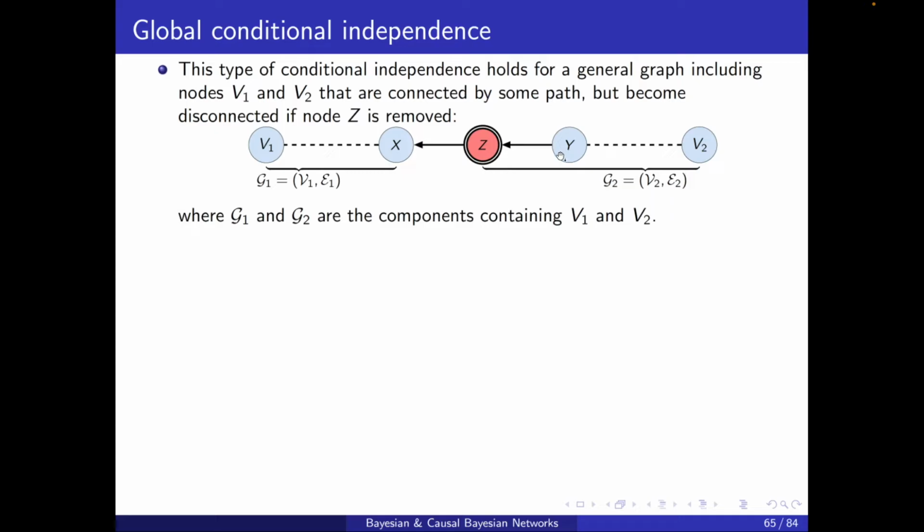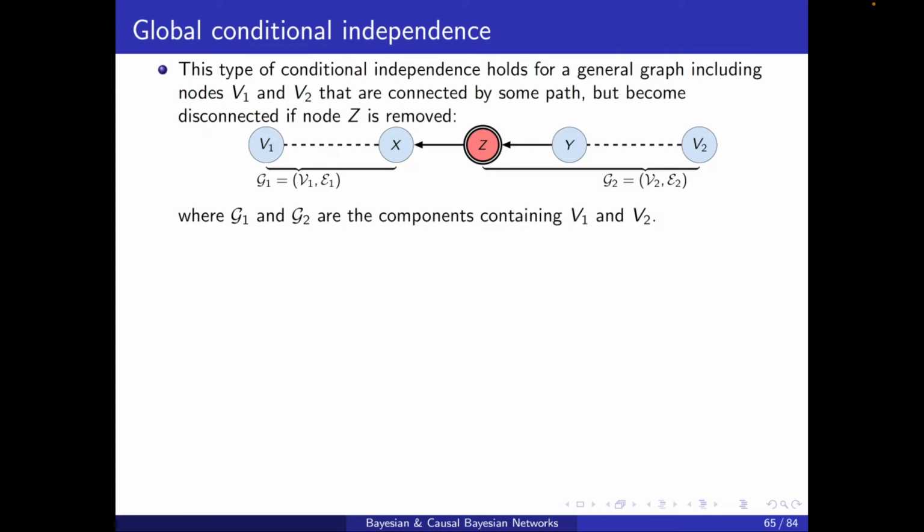The only thing that matters is this. In between, there is a Y linked to Z, linked to X, and Z is observed. So we have V1 to V2 connected by some path, it doesn't matter what type of path, but they become disconnected if node Z is removed. So this is what we see here.